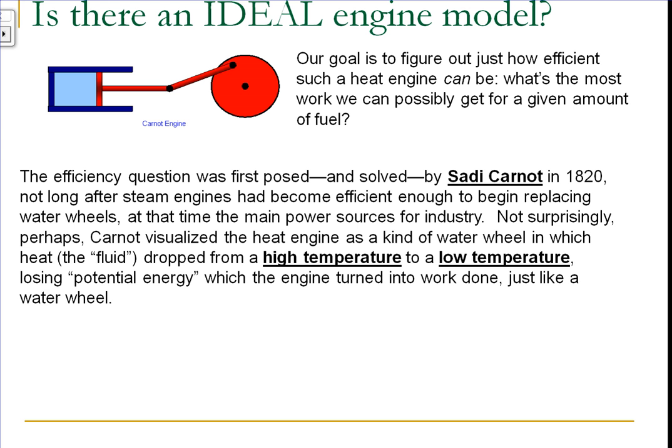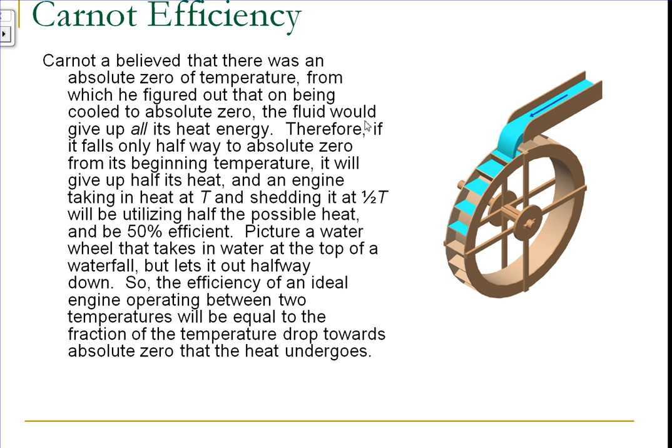Now, back in 1820, there was a scientist, an engineer by the name of Carnot, who wanted to study ideal engines. And so a lot of times we deal with what we're going to refer to as the Carnot efficiency. Imagine you have a water wheel that is taking water from a high altitude to a low altitude. Carnot believed there was some absolute zero down here for which you couldn't take the water any lower, and this is our concept of absolute zero. So, if you were able to take the water, say, only 50% of the way down this water wheel, then you would have only a 50% efficiency.